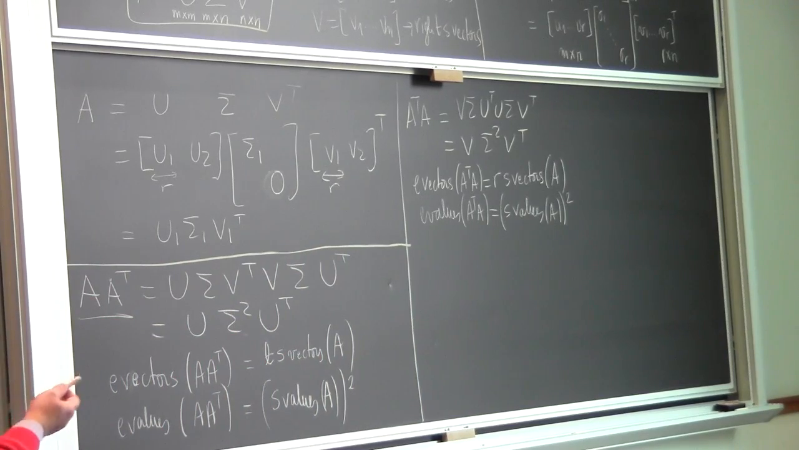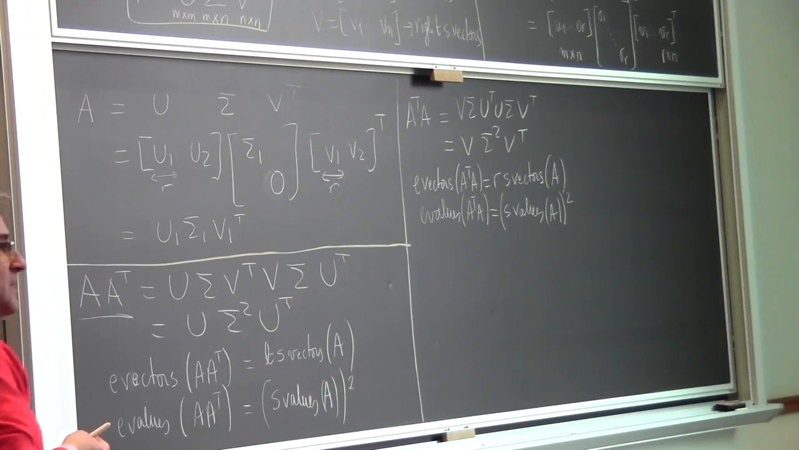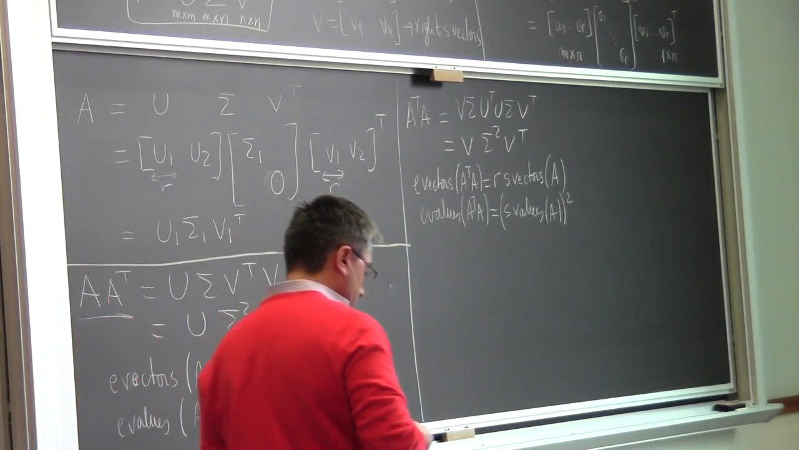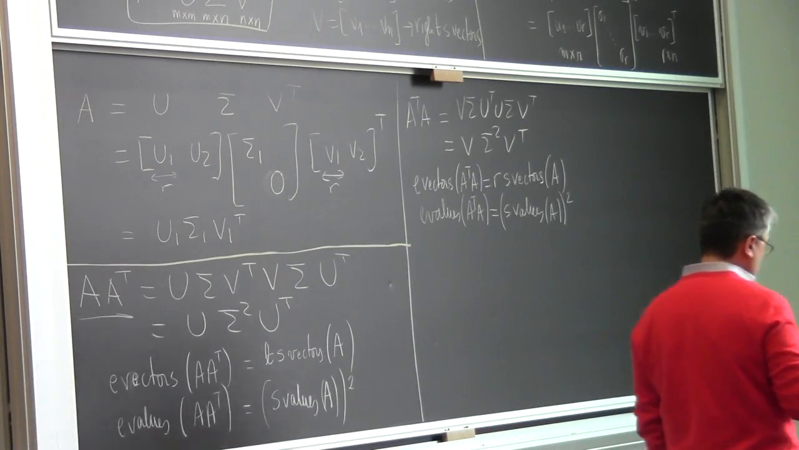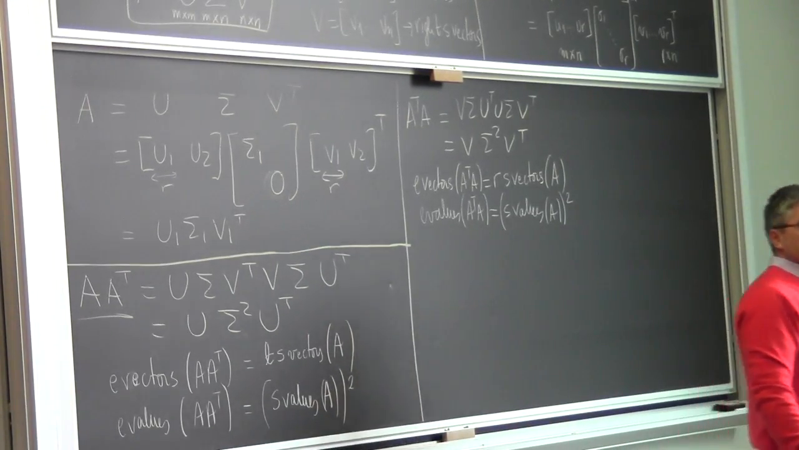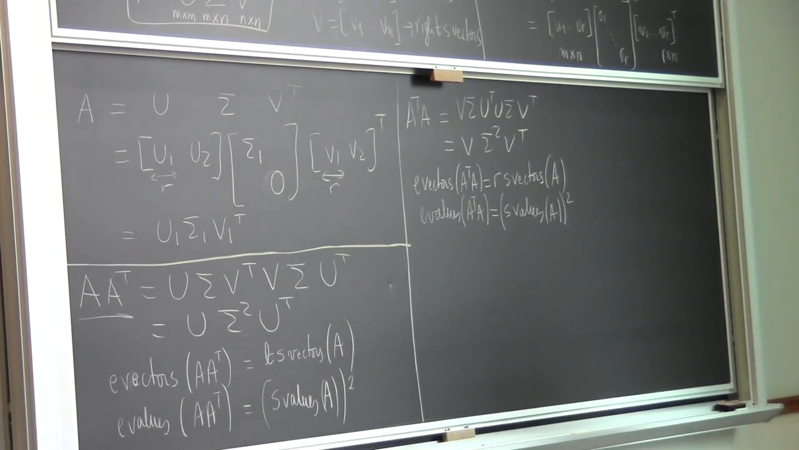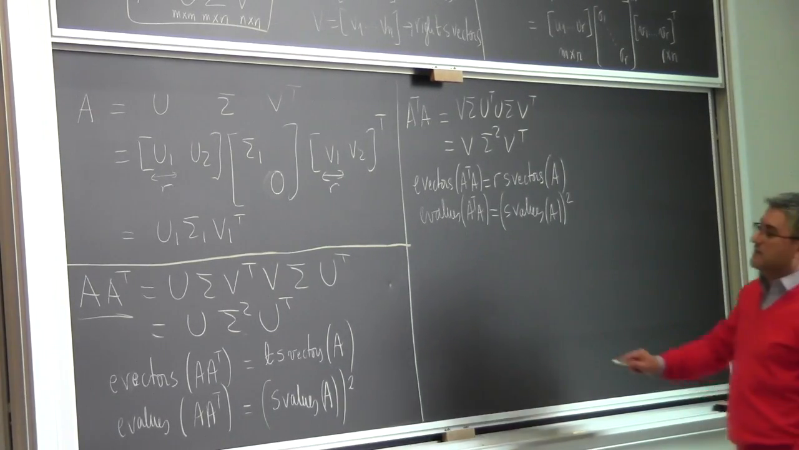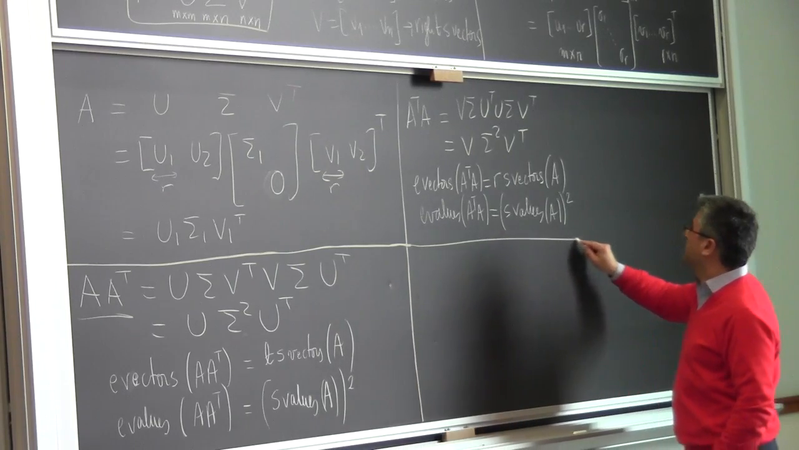So that's another side explanation as to why singular values end up being non-negative, because once they're squared, they produce positive semi-definite measures.